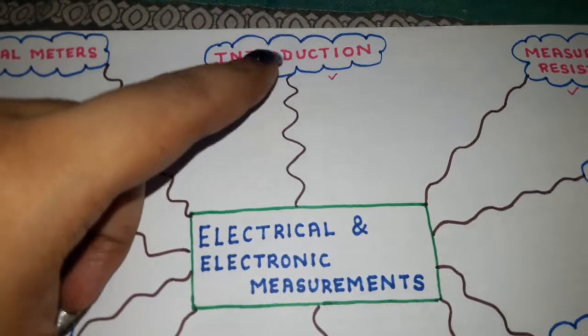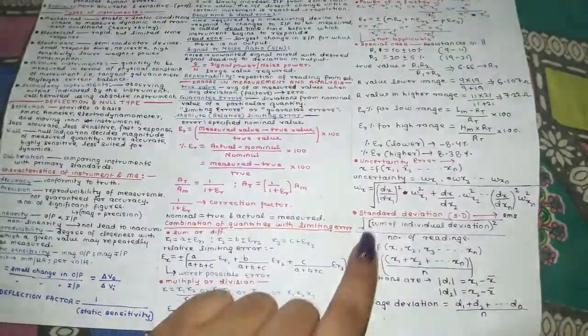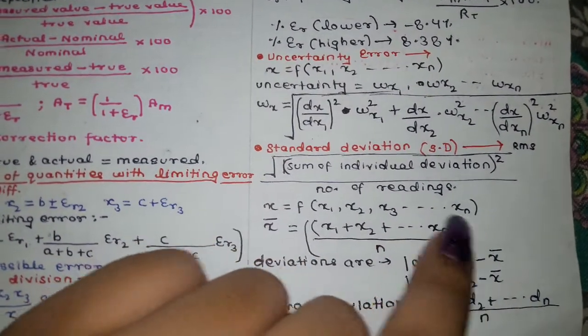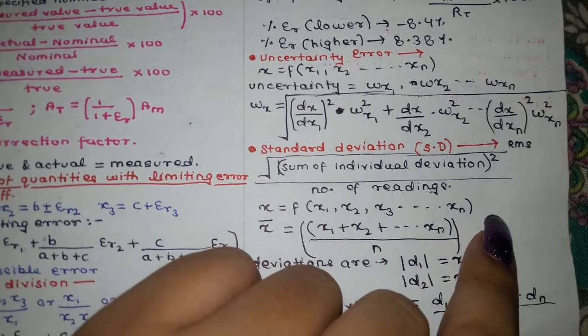Let's talk about introduction part 2. We will be starting off with standard deviation. Okay, this is the format. Suppose you're having n number of readings, x1, x2, x3, x4. You're having n number of readings.